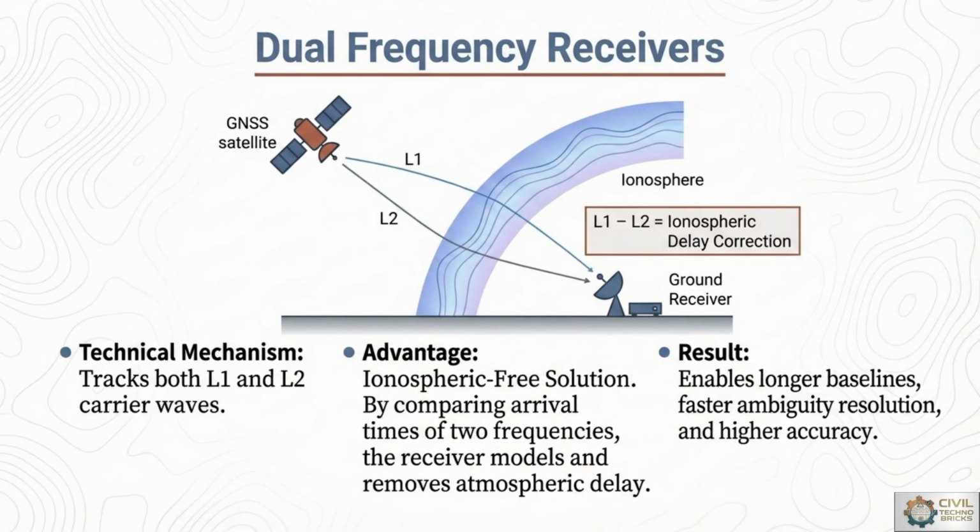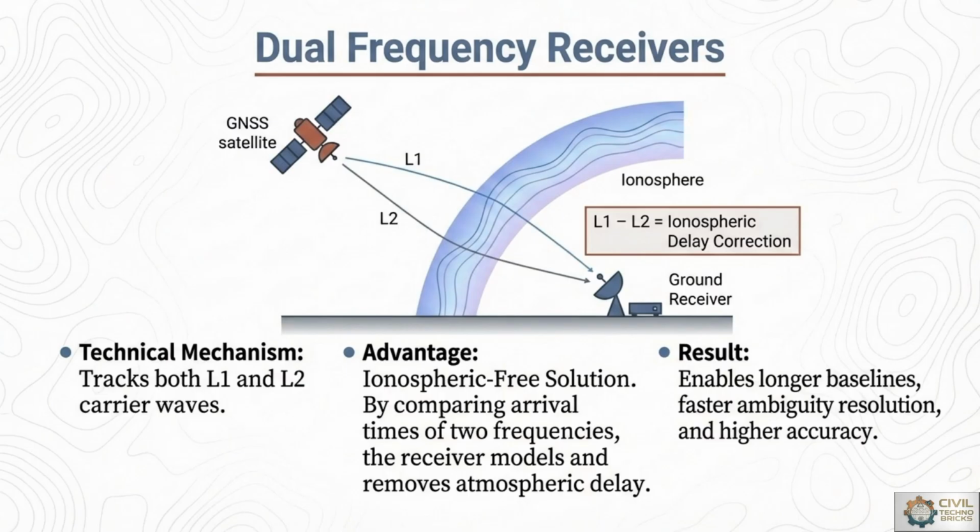Next one will be the dual frequency receivers. Dual frequency receivers depend on two bands, L1 and L2, for ionospheric delay correction. These receivers allow direct estimation of ionospheric delays. Atmospheric errors can be significantly reduced, resulting in improved positioning accuracy and reliability.